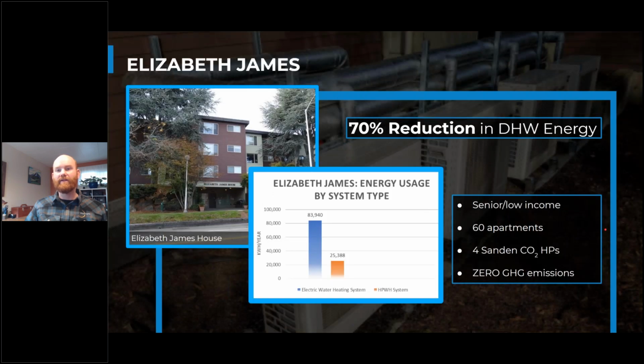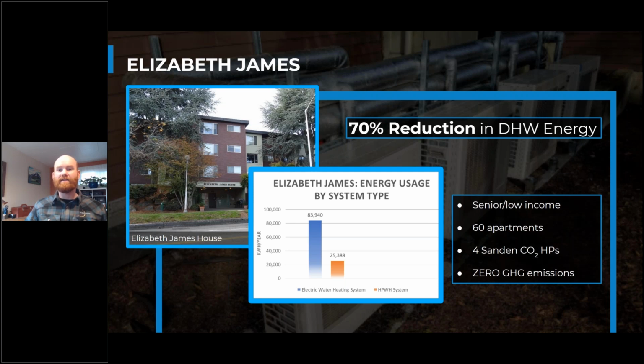We've also done retrofits where there's an existing electric resistance or gas water heating system that was outdated, needed to be repaired or replaced. And so we implemented a heat pump water heating system here. This is the Elizabeth James House in Seattle. Once again, it's a senior low-income building. There's 60 apartments, about 61 tenants.